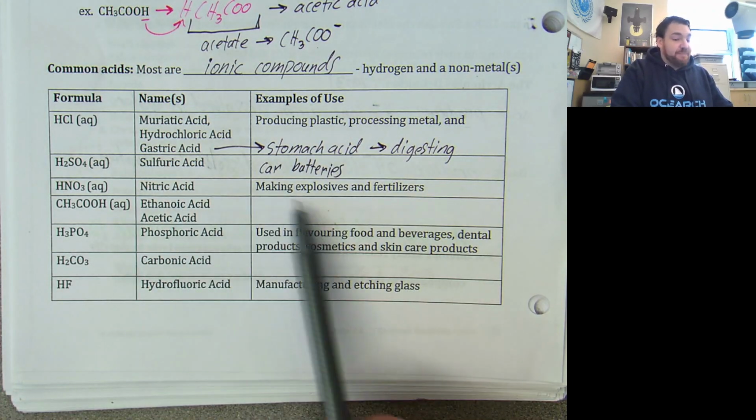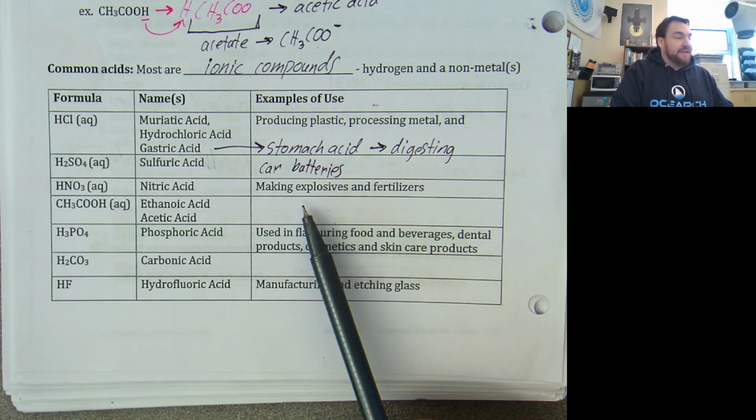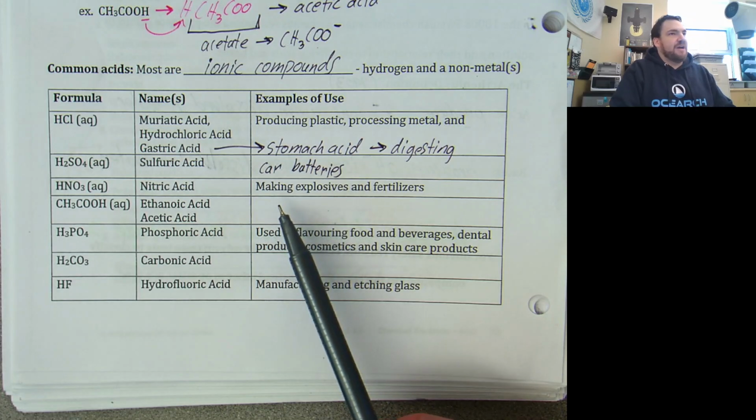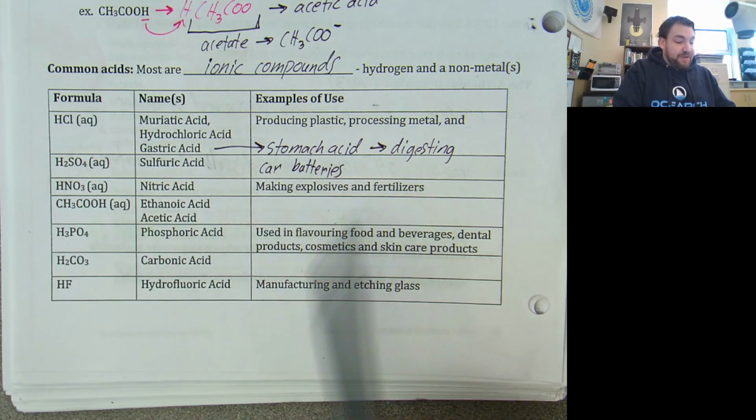Nitric acid makes explosives, makes fertilizers. Obviously, we don't have this. I'm not into making explosives. Well, I am into making explosives. Not with you guys though. Nitric acid is commonly used for those two things.